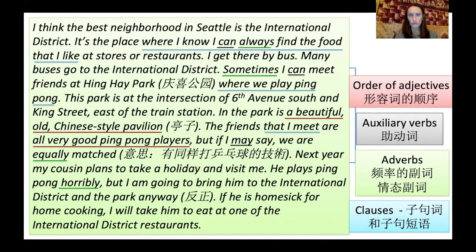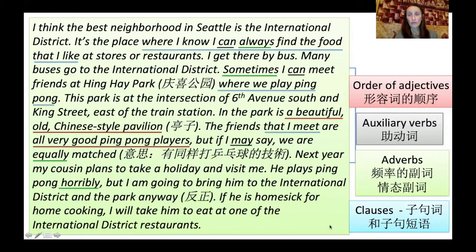So I'm going to read this story one more time so you can hear the English one more time. And I hope that you try to write a story. I hope you try to use all these different grammar points, and one of the grammar things that you learned was location and direction, and that's here. The park is at the intersection of 6th Avenue South and King Street East of the train station. That was in maybe lesson 2 or lesson 3.